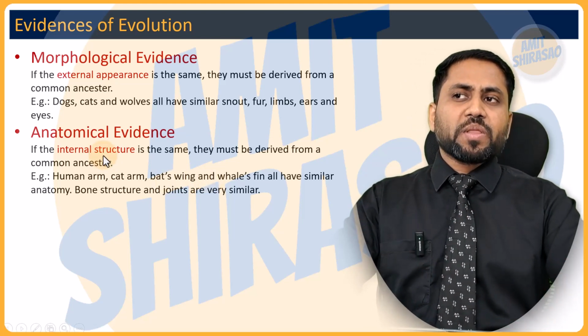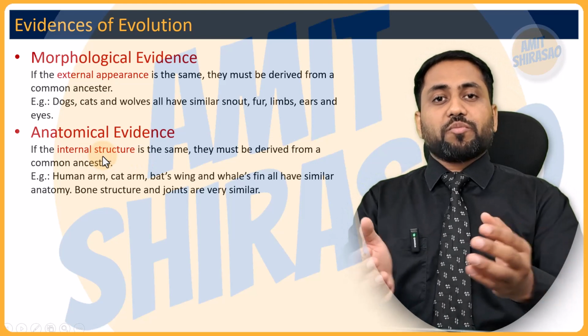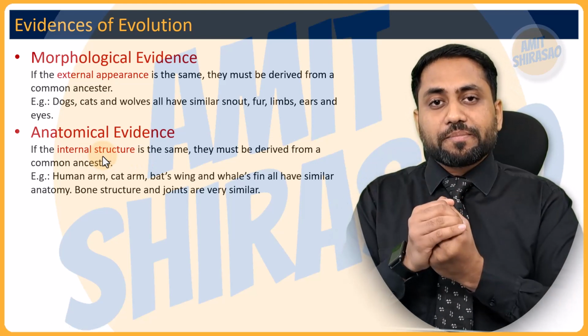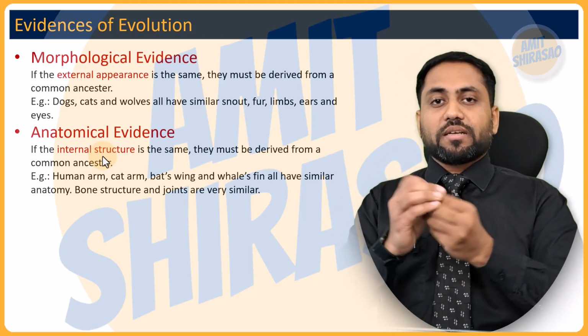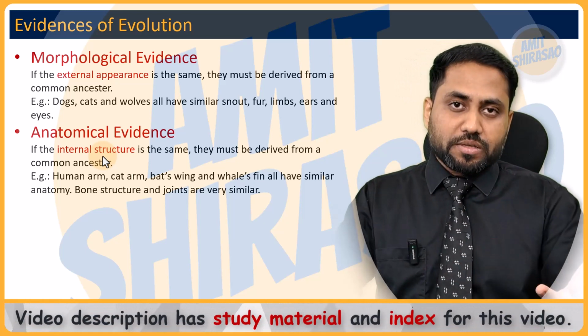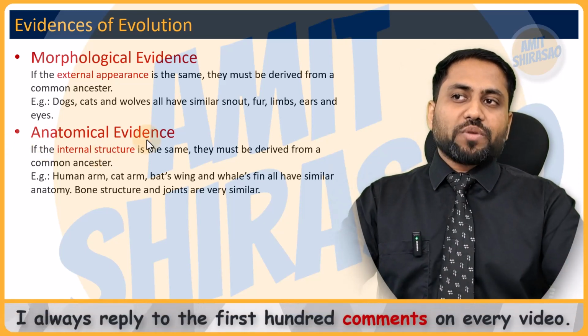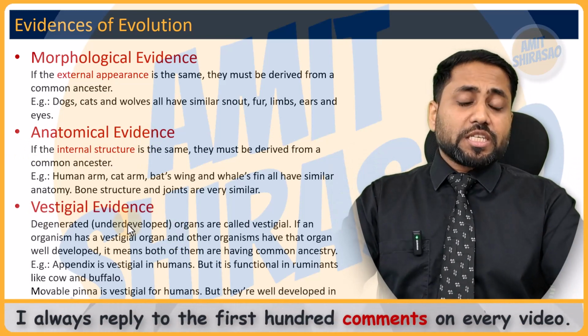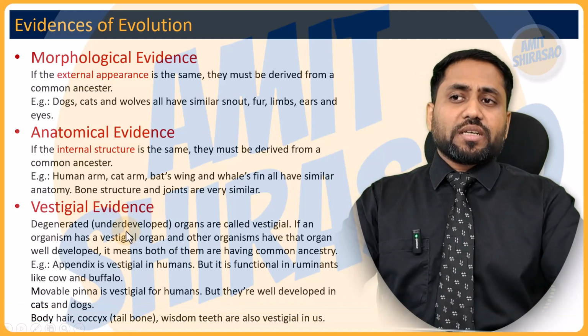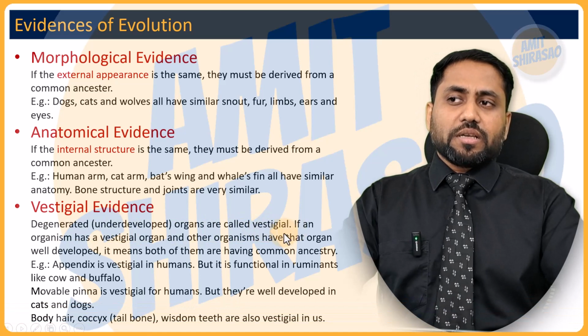Internal structure is the same, and this also suggests that probably all of them came from a common ancestor. And this again says that one thing can evolve into many things. That means the theory of evolution is again proven by anatomical evidences. Then vestigial evidences. Degenerative, that is underdeveloped organs, are called vestigial.